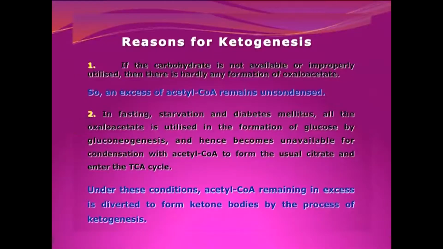The second condition is fasting, starvation, or untreated diabetes mellitus, in which the oxaloacetate, however minimum it is produced, is diverted to generate glucose by the process of gluconeogenesis. So acetyl-CoA is left alone once more. It has got nobody to condense with. So the acetyl-CoA gets accumulated and gets diverted to the pathway called ketogenesis and forms ketone bodies in the liver and kidney mitochondria.